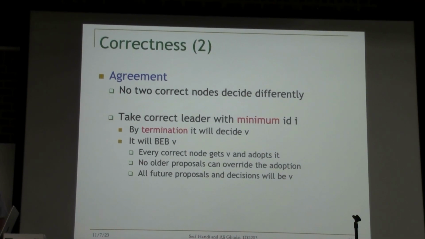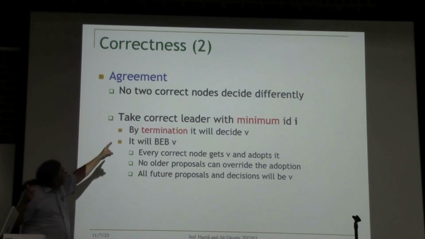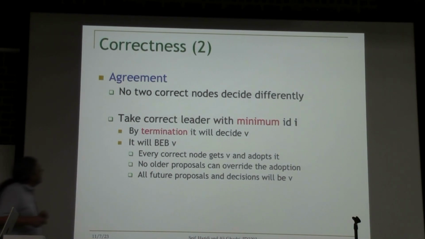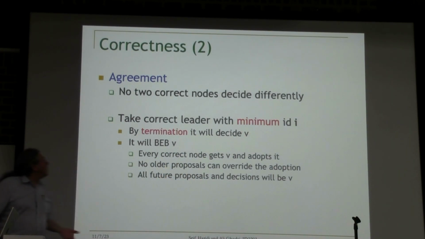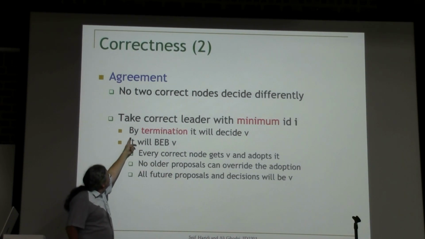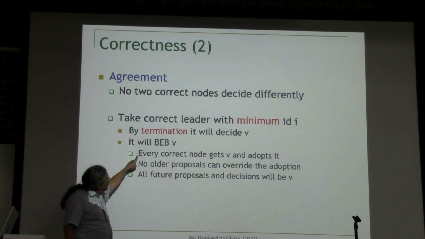Well, we have to reason a little bit. So we know the rounds are advancing from 1 to n, and some of the nodes will be correct, some will be failed. We'll take a correct leader with the smallest ID, the earliest. By termination, it will decide V. It will run a best effort broadcast. The round bound will get to I, we know that, and it will best effort V, and because it's correct, every correct node will receive that V and adopt it.